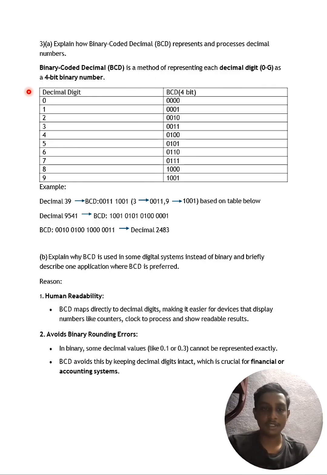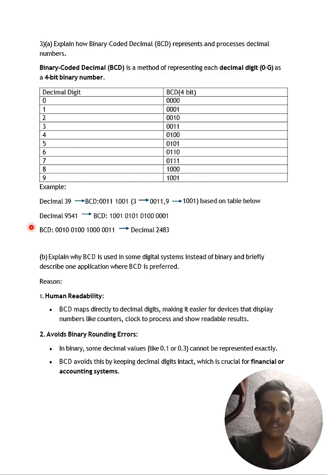So I built a table. Here it's decimal digit to BCD 4 bits. So for example, 1 equals 0001, 2 is 0010, 3 is 0011, 4 is 0100, 5 is 0101, 6 will be 0110, 7 is 0111, 8 will be 1000, 9 will be 1001.